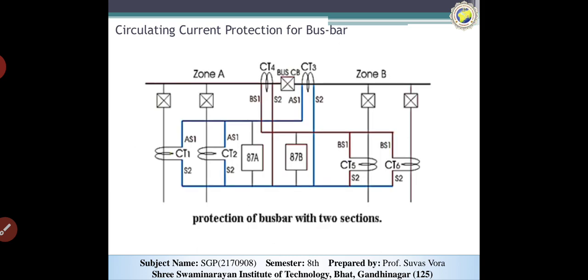To remove this disadvantage, we can apply two zones using two CTs. So this is the basic structure for the protection of the bus bar with two different protections. Here, if any one of the bus sections or zones is faulted, no other zone will be affected and lose supply from the system. So this is the circulating current protection system.